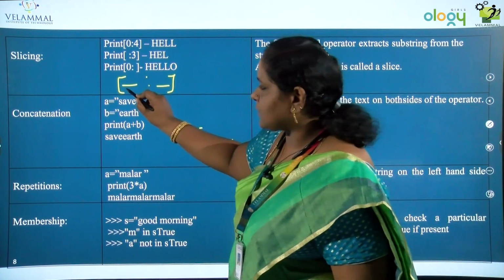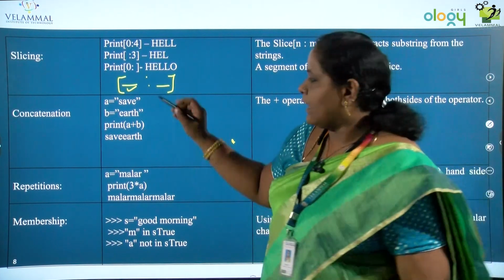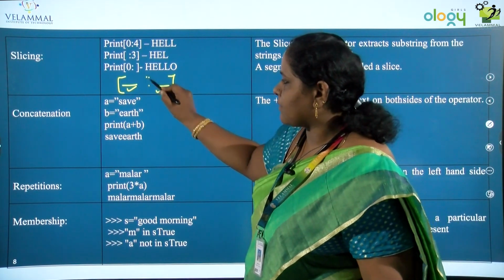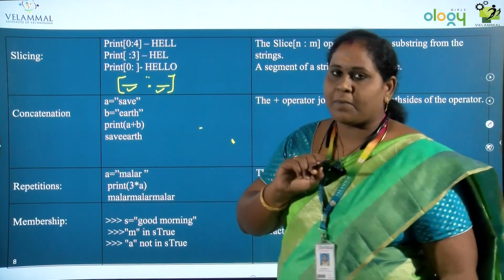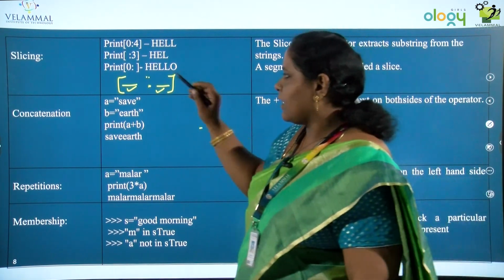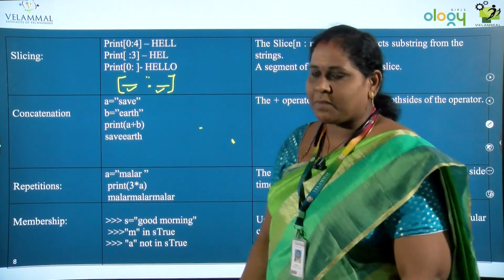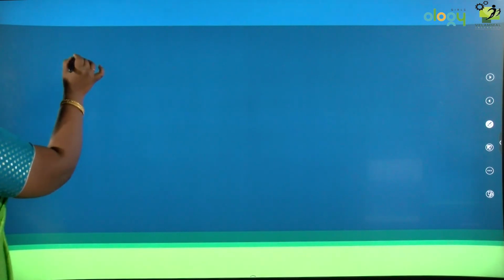So this is going to be a start value, and this is going to be an end value, which is separated with the colon. So slicing operator means you have to use the colon over there. Okay. So let us go on with the basic 3 examples.